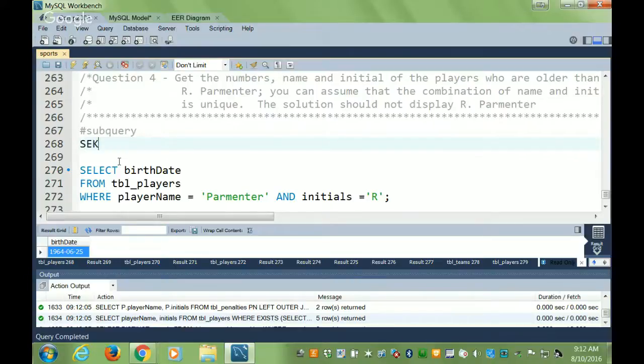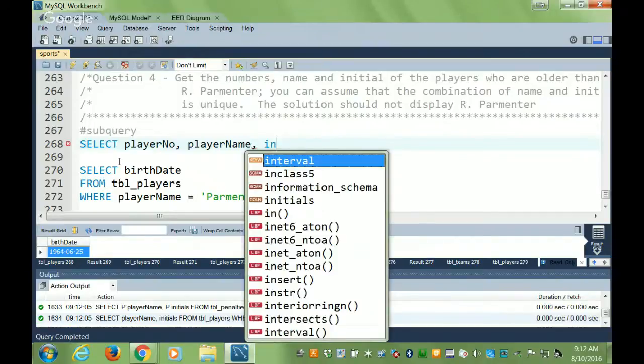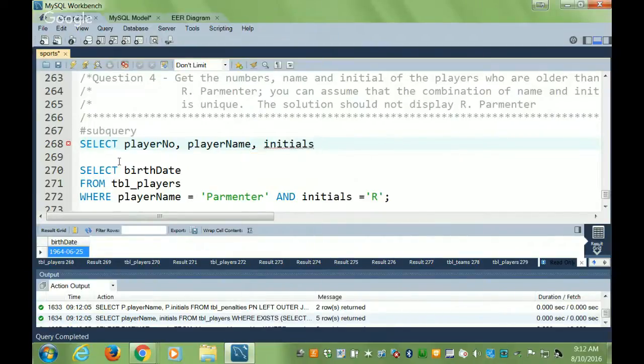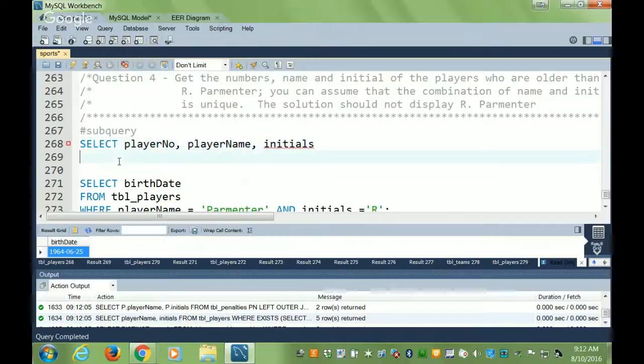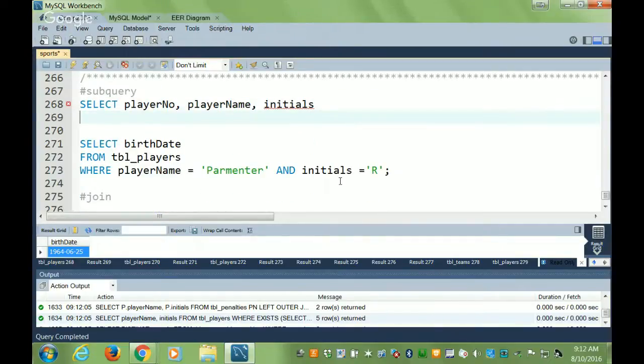Okay, so let's try select. We need the player number. We need the player name. We need the initials of everybody who, okay, because it's not complete.